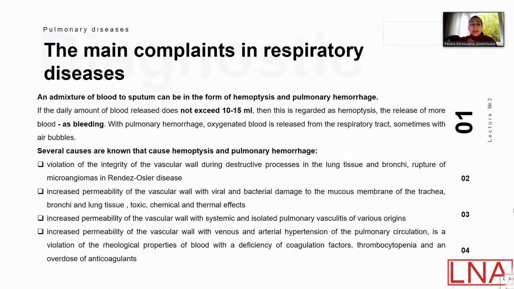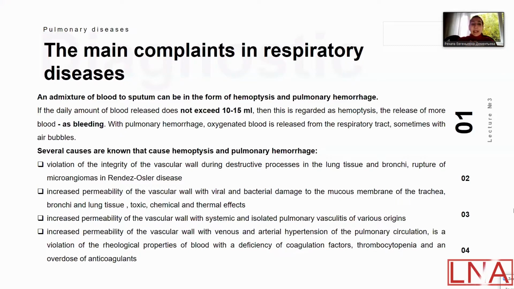Violation of the integrity of the vascular wall during destructive processes in the lung tissue and bronchi, rupture of microangiomas in Rendu-Osler disease, formation and development of microangiomas in lung tissue. We can call such a pathological disease Rendu-Osler disease.